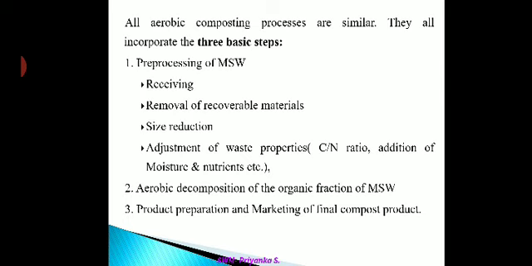Then the second step is aerobic decomposition of the organic fraction of municipal solid waste. Whatever organic material is present in the municipal solid waste will undergo decomposition in the presence of oxygen. The final product we get, as I told you, is compost. Then we have to do the product preparation, because we are going to market it. So the last step is product preparation and marketing of the final compost product. These are the three basic steps incorporated in aerobic composting.